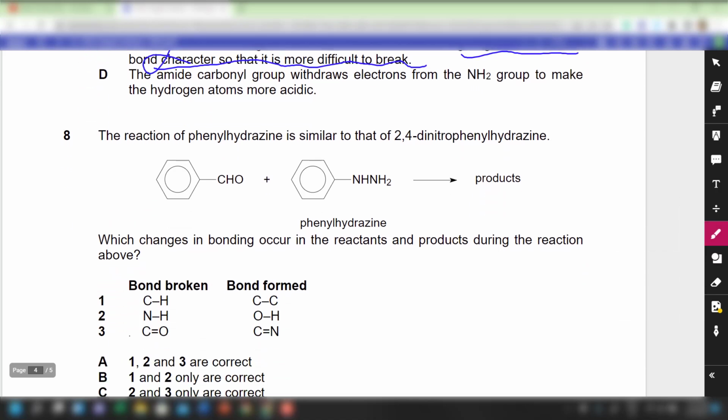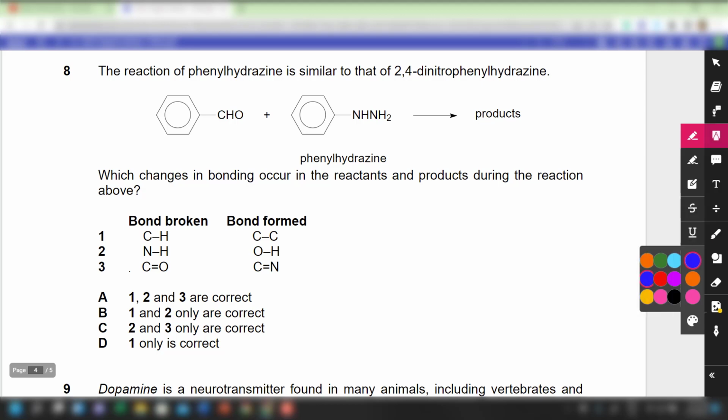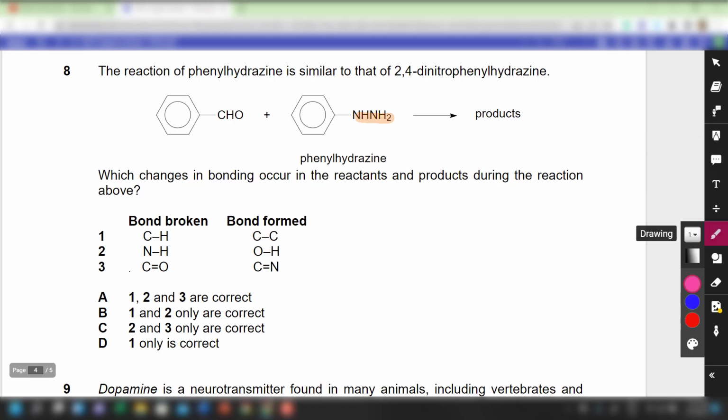Okay, next we look at question 8. The reaction of phenylhydrazine is similar to that of 2,4-dinitrophenylhydrazine. Okay, so the main group here, of course, we are looking at the hydrazine functional groups. The question is which changes in bonding occur in the reactant and products during the course of the reaction.